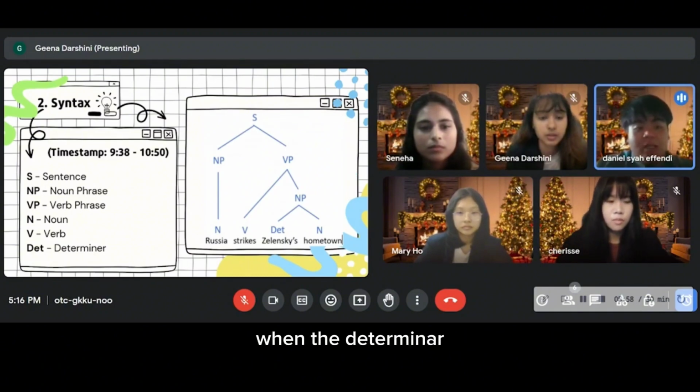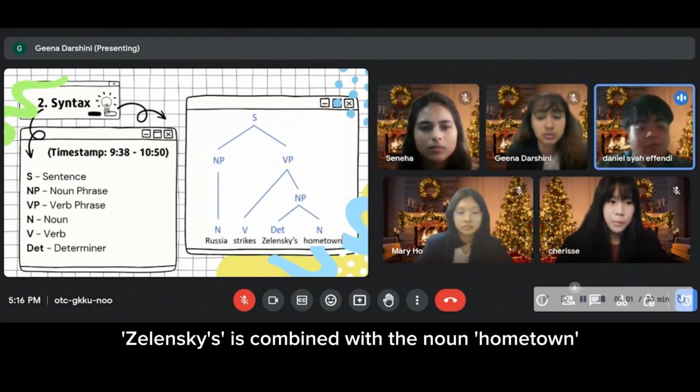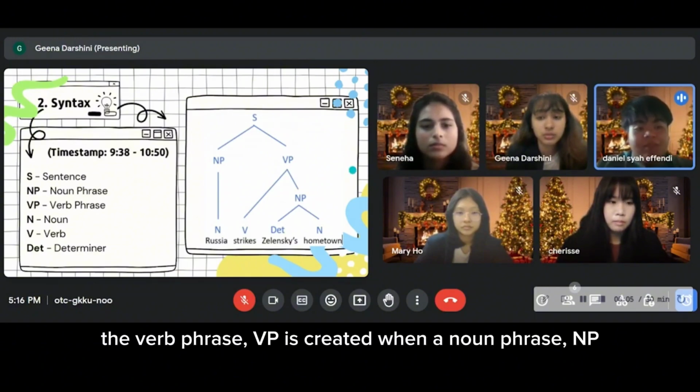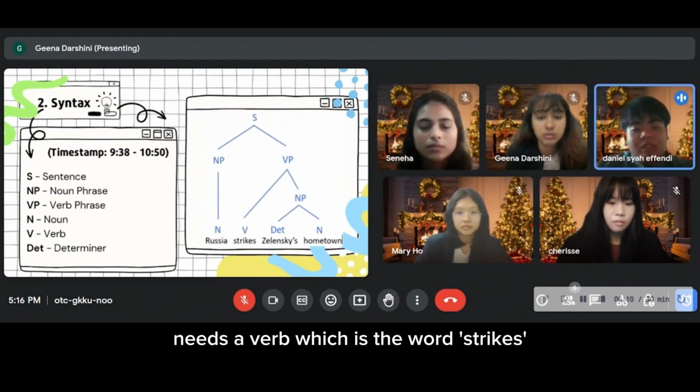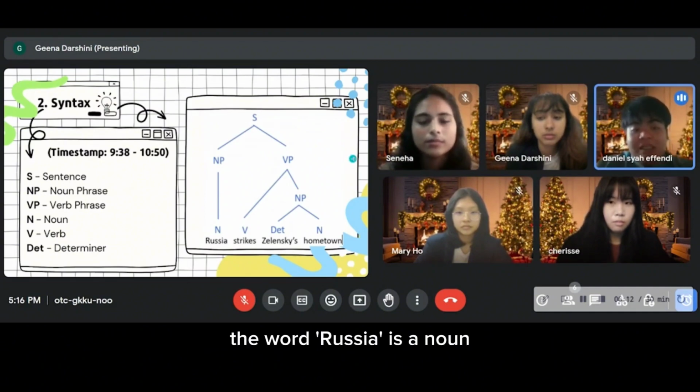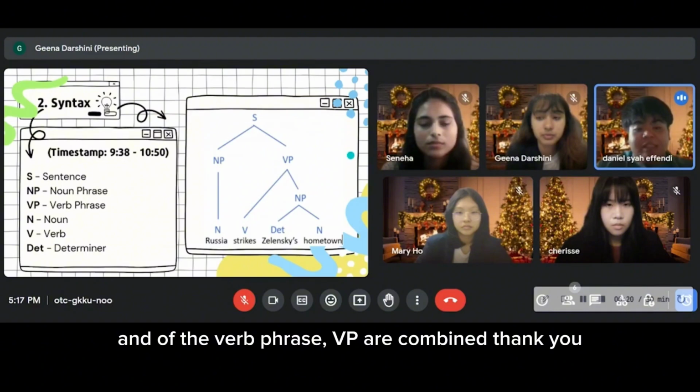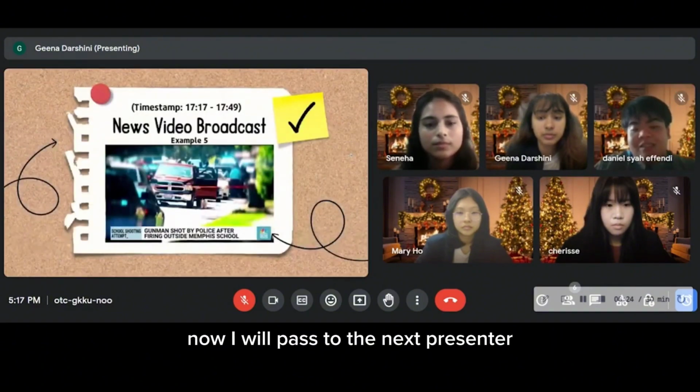Start from the right. When the determiner Zelensky's is combined with the noun hometown, it becomes a noun phrase, NP. The verb phrase, VP, is created when a noun phrase, NP, meets a verb, which is the word strikes. The word Russia is a noun, so it is a noun phrase, NP. To make a sentence, the noun phrase NP and the verb phrase VP are combined. Thank you. Now I will pass to the next presenter.